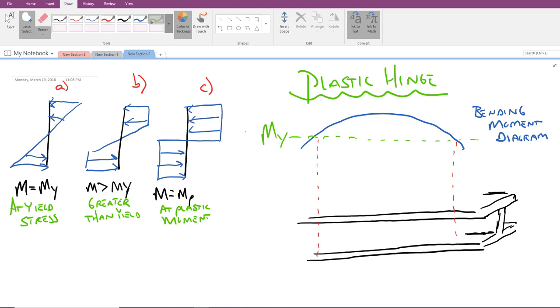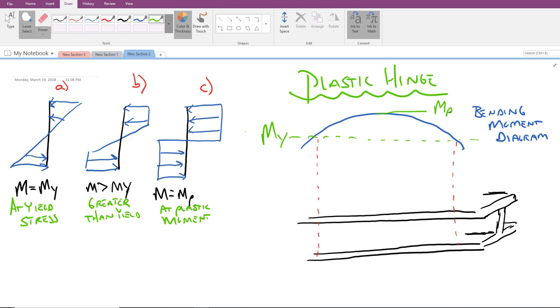Now the top of this beam in theory will reach a point where we reach the plastic limit. We can't go any larger with our bending moment because we've gone to permanent deformation throughout the entire cross section of the beam.